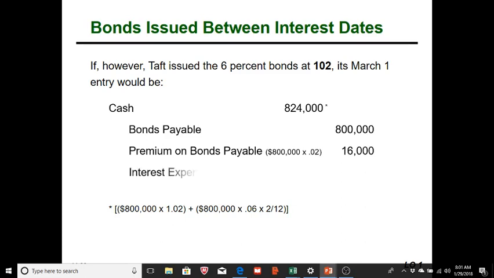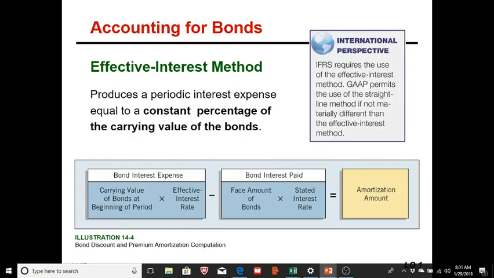Now remember, there's a couple of ways to amortize your bond premium. This is either with the straight line method or the effective interest rate method. You can use the straight line method if the difference between it and the effective interest rate method is not material, meaning it's not going to impact someone's decision making. The effective interest rate method is the preferred method.